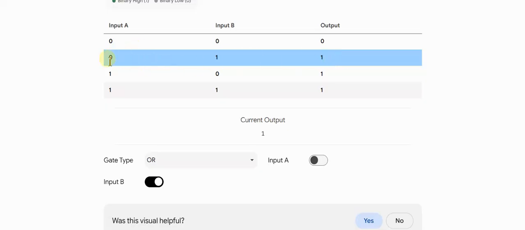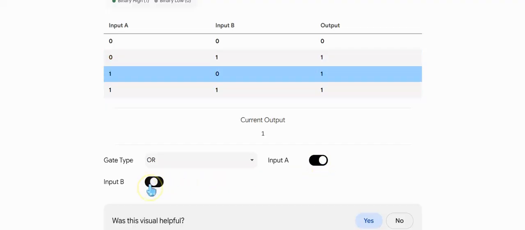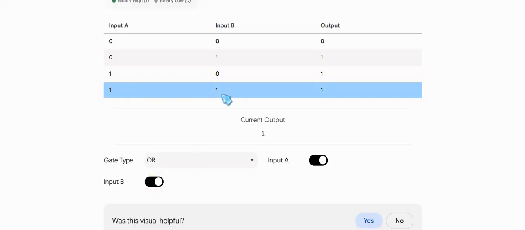OR means any one. If any one is in the high state, it will take the high state. In the third condition, one signal is in high state and the second signal is in low state, but as the condition says, if any one of them is in high state, we will accept the high state. So you can see the output. And the last one is easy because both are in high state.